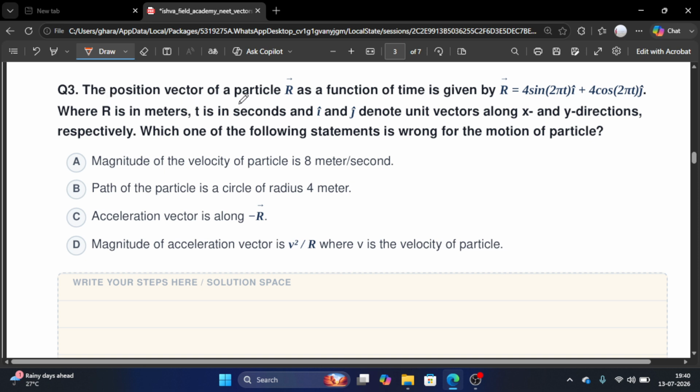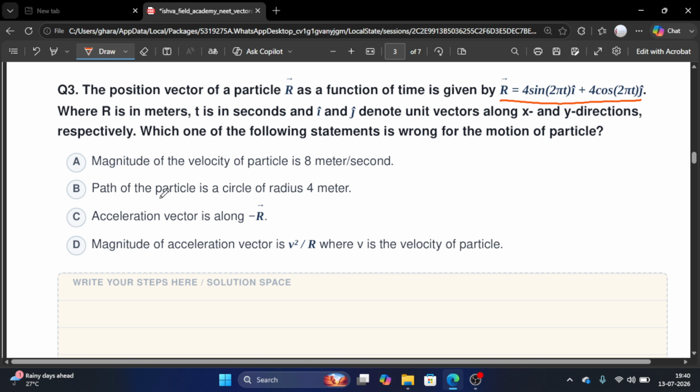The position vector of a particle r as a function of time is given. This one is the position vector, where r is in meters, t is in seconds, and i and j denote the unit vectors along x and y direction respectively. Which one of the following statements is wrong for the motion of the particle?